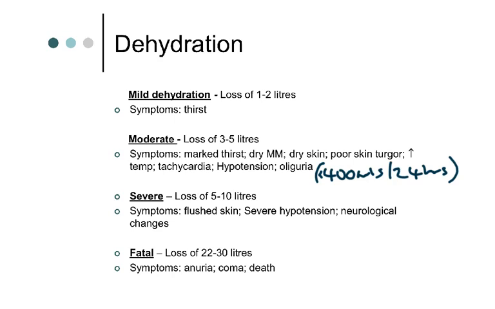And mass dehydration is when there's been a loss of 22 to 30 litres, and this is generally fatal. So at this stage there's been no urine output, there's no neurological response, and the patient would die.